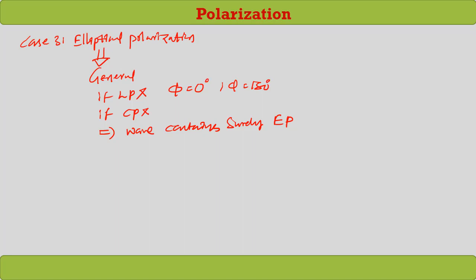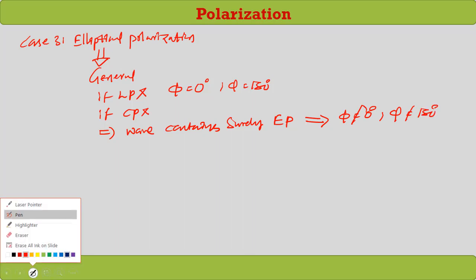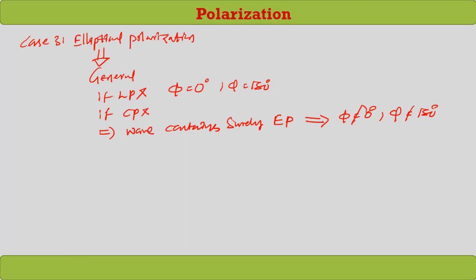So in case of elliptical polarization, we should not take phi is equal to 0. We should not take phi is equal to 180. You have to remember this carefully. If you take phi is 0, surely that is LP. If phi is 180, surely that is also LP with negative slope. So in case of elliptical polarization, you should not take those two conditions.